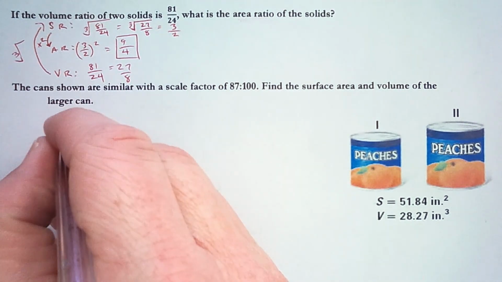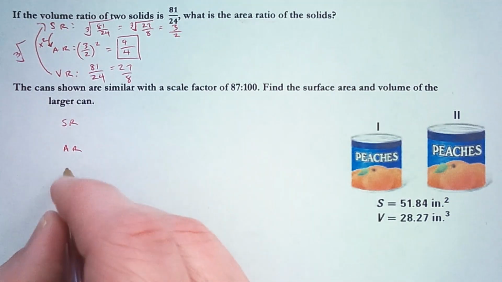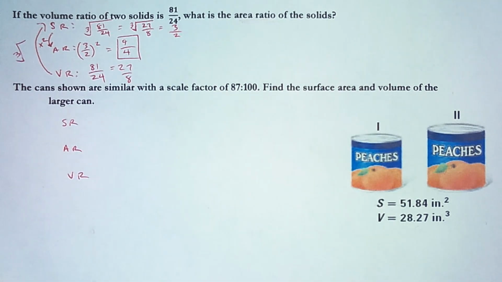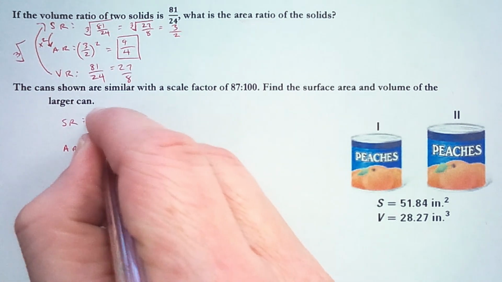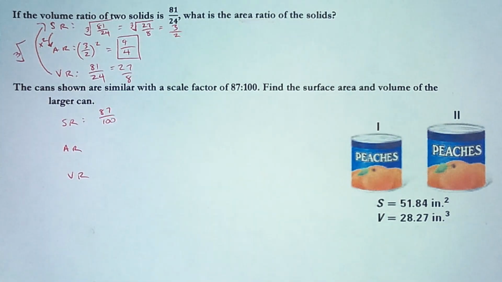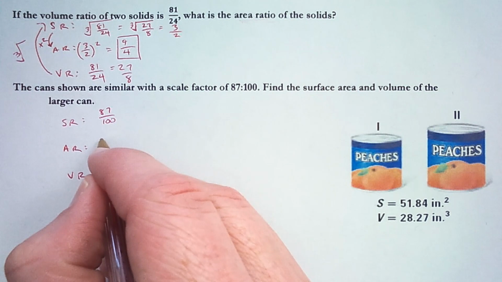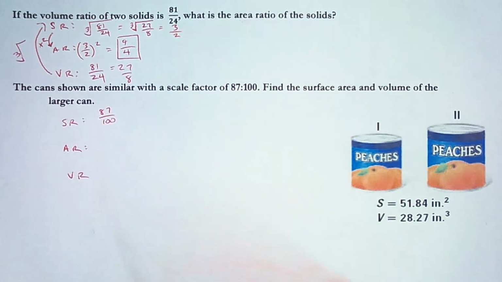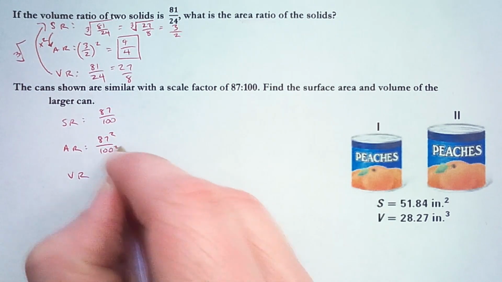So we have our three ratios: the similarity ratio, which is the scale factor, the area ratio, and the volume ratio. And we are given the similarity ratio is 87 to 100. Now we can use that to find an area ratio and a volume ratio. To turn that into an area ratio, we simply take the 87 over 100 and we square them. So it's 87 squared over 100 squared.